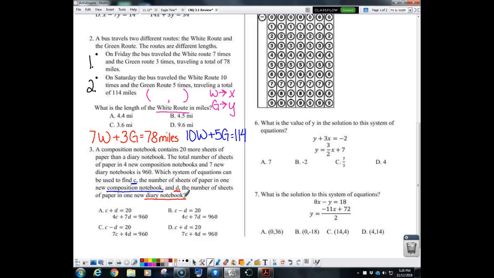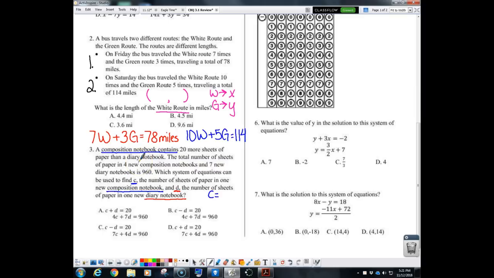Okay, so if you go back to the beginning, a composition notebook contains 20 more sheets of paper than a diary notebook, right? So composition notebook contains, what that means is C equals, oh look, there's a smiley face. Okay, composition notebook contains 20 more sheets of paper than a diary notebook.